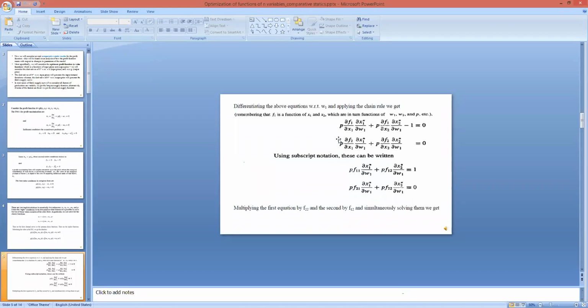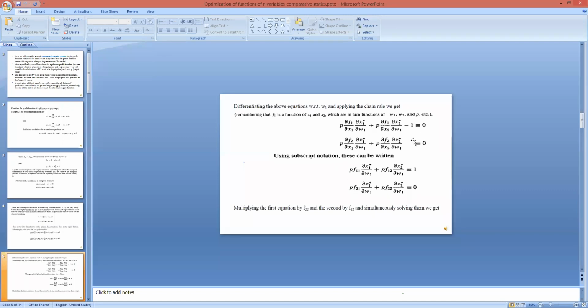So if we use the notation f11 for the second level derivative of f, f1 was basically del f by del x1. And if I take the derivative of f1 with respect to x1, we are calling it f11. If I take the derivative of f1 with respect to x2, we are calling it f12. If I take the derivative of f2 with respect to x1, we are getting f21. And if we take the derivative of f2 with respect to x2, we are getting f22.